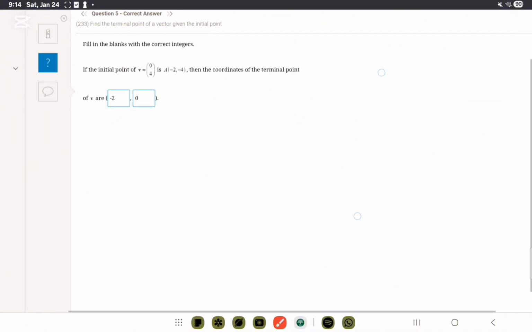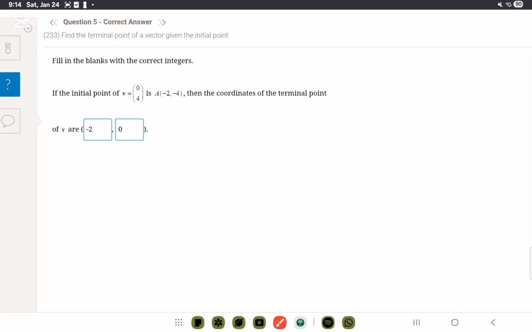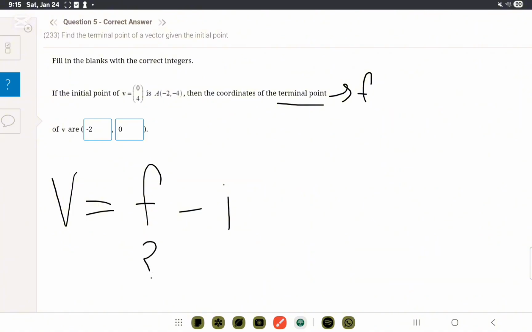Okay, now this is a new chapter, I think. All you need to know about vectors for this question is vector is equal to final minus initial. So we need to find the terminal, meaning finish. This is going to be our question mark. Now our vector is 0 and 4. I'm going to do the x first. So 0 is equal to final minus initial. We got them from this question.